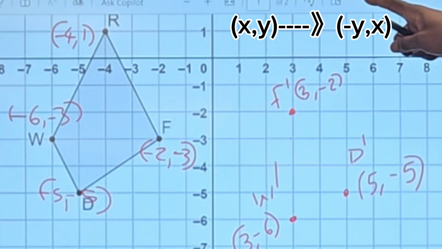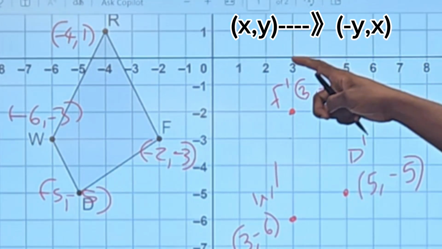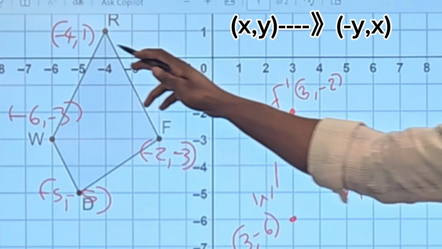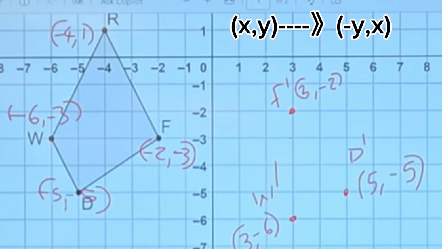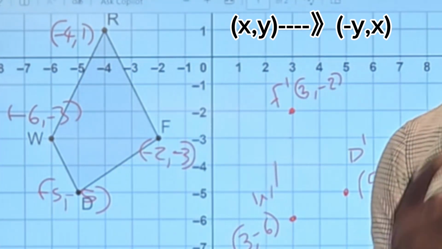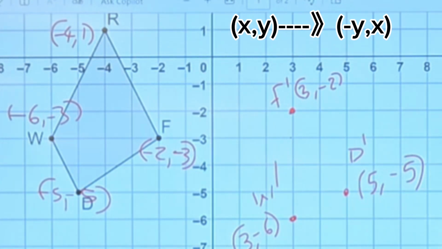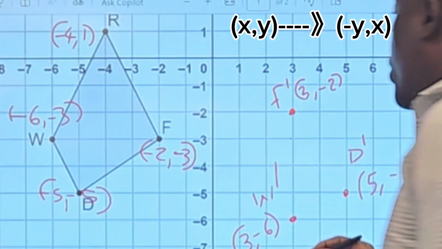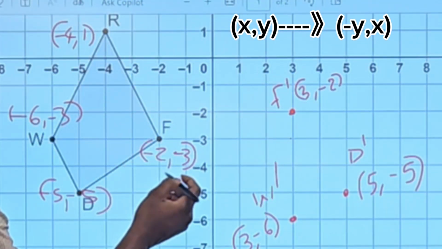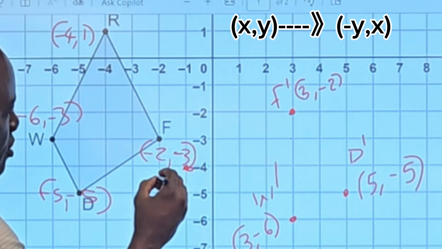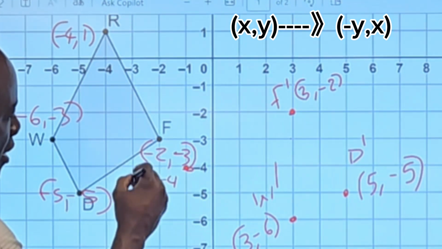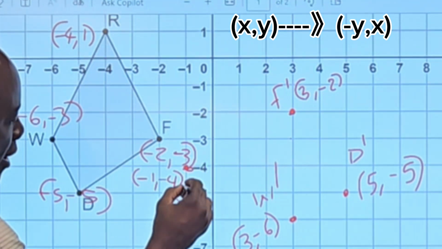R. Anybody want to tell me what R is going to be? So we have -4, 1. What are we going to have now? Is it going to be -1, yeah? -1, -4. Thank you very much. Excellent, Winbush. So right there, we have -1, -4, and this is going to be our R prime right here.